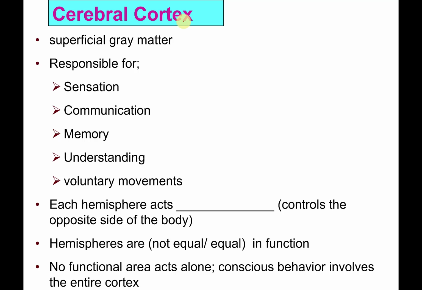Each hemisphere of the cerebrum acts contralaterally. And contralateral means opposites. So that means that the right hemisphere controls the left side of the body, left hemisphere controls the right side of the body. The hemispheres are not equal in their function. We're going to see in a minute that one hemisphere is stronger in certain areas than the other. However, when anyone is conscious, all parts of the cortex are active and involved.